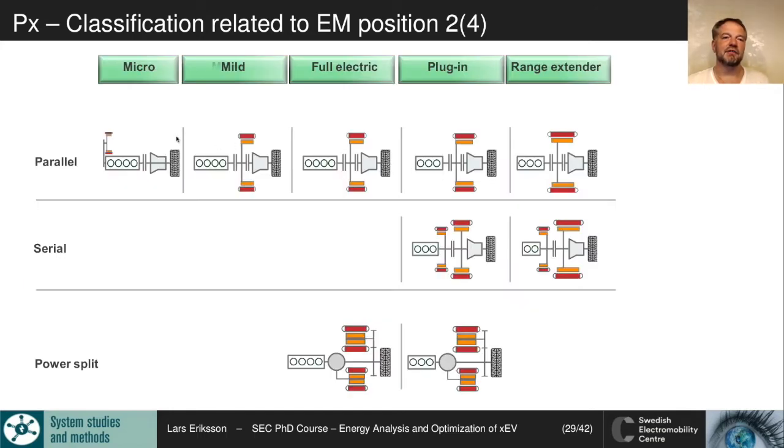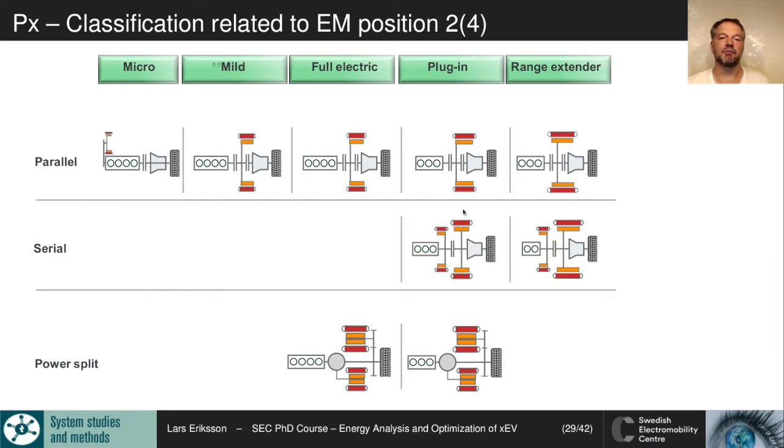We have this subdivision. Micro hybrids are parallel because we have only one mechanical flow. In the mild hybrid it's the same thing. And when we come to full electric in terms of the parallel hybrid, then we're running it like this. And then in the power split we have the two different machines. We have the generator and here we have the electric machine, like the Toyota Prius.